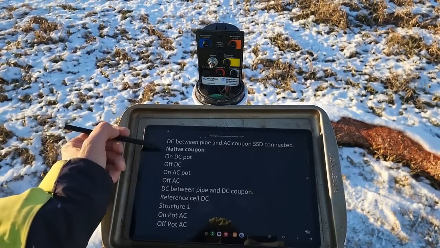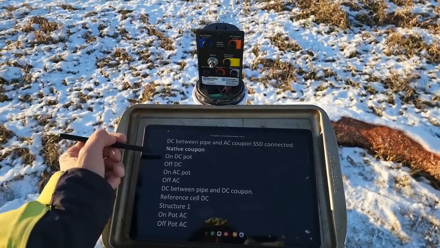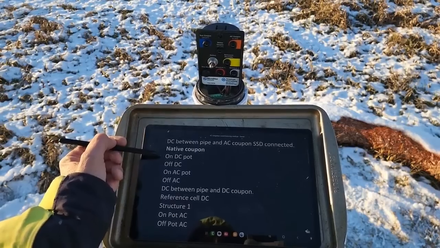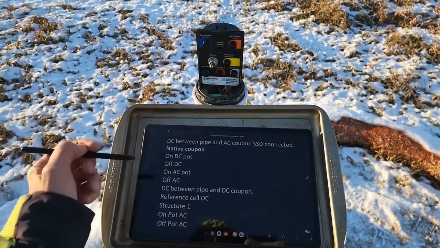This video covers measuring on-off potentials at 600 and in AC on the natural coupon. Interruptions stem from cathodic protection rectifiers. Without them, only the on potential is measurable. Measure the 600 voltage between the pipe and the coupon. Repeat for structure 2. This guide aids commissioning.